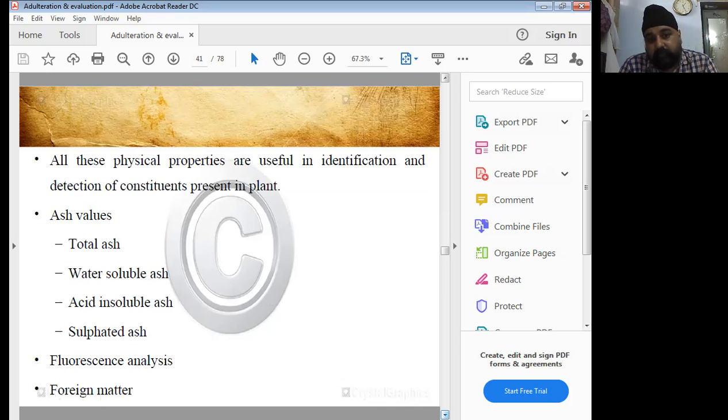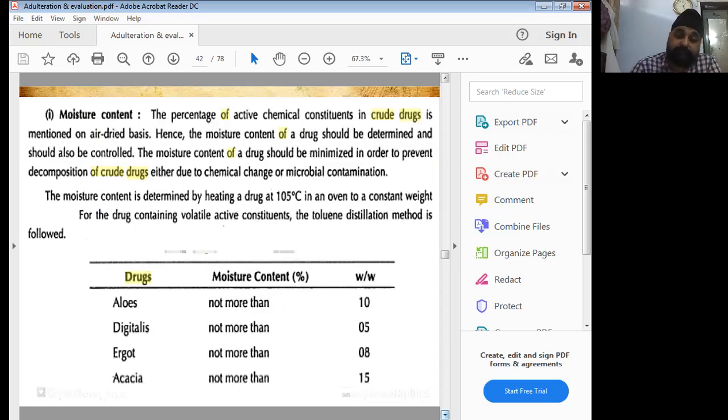Along with these physical properties, there are other values also which are determined. That is ash value. Here we determine total ash, water soluble ash, acid insoluble ash, and sulfated ash. Then foreign matter is also determined. Fluorescence analysis is also done. So these are the physical values.